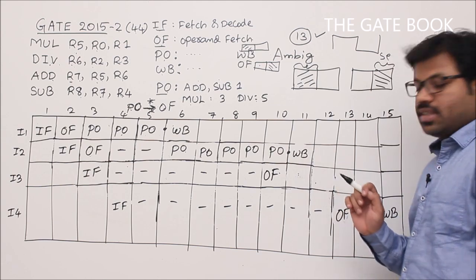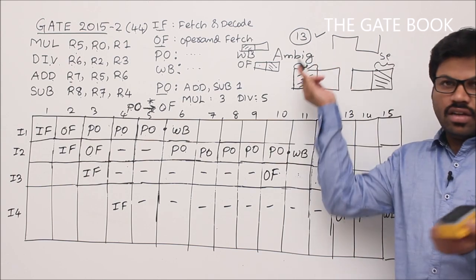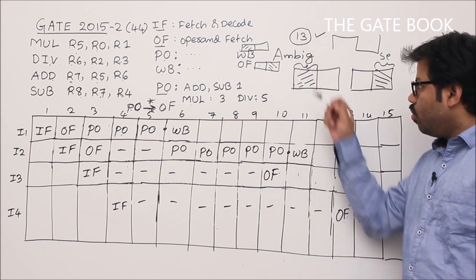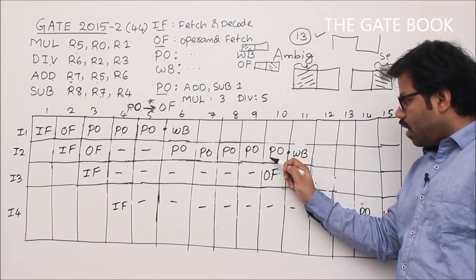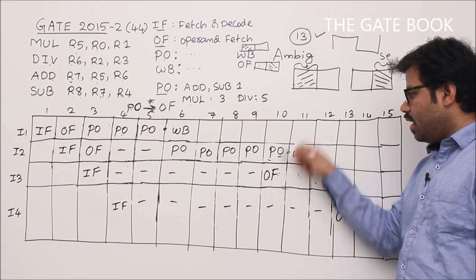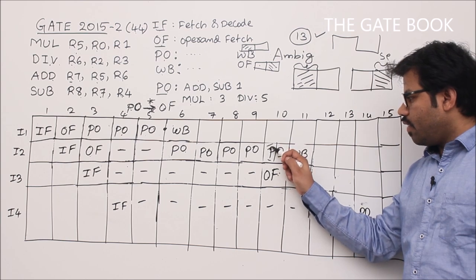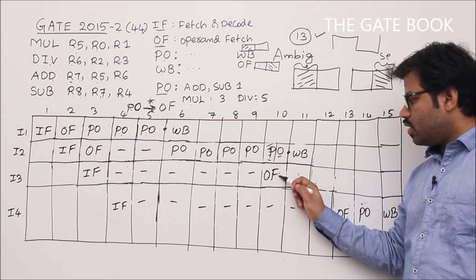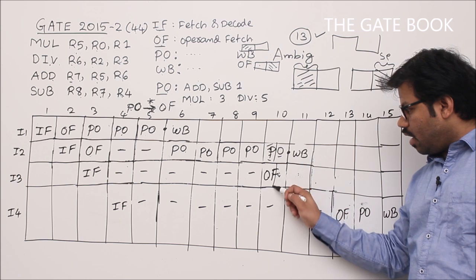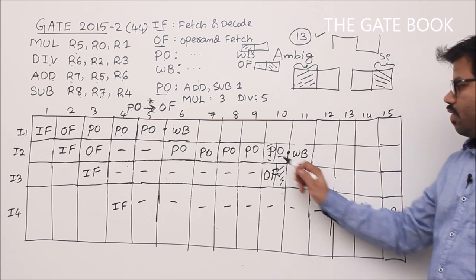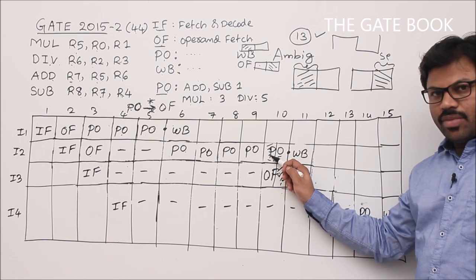My assumption this time is, because they have given the answer 13, I am trying to match that answer. To match that answer 13, perform operation and OF can be done in the same stage, and we assume that in the first half the data is available, and that will be given to this operand fetch. So in the second half this operand fetch is reading the correct data. Understand?